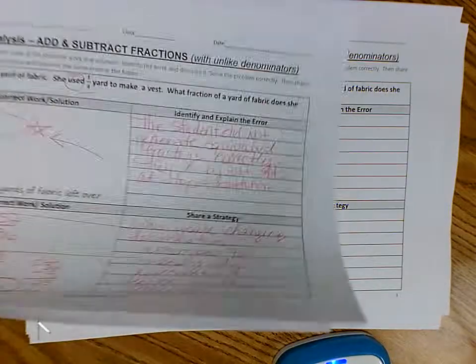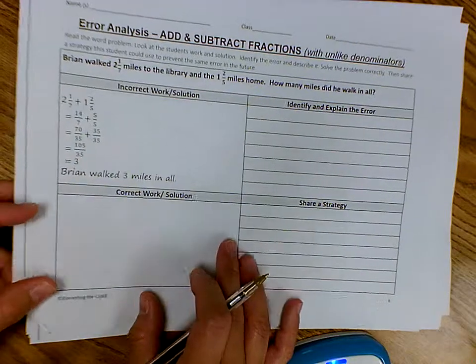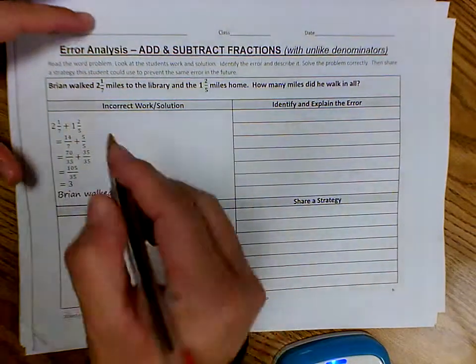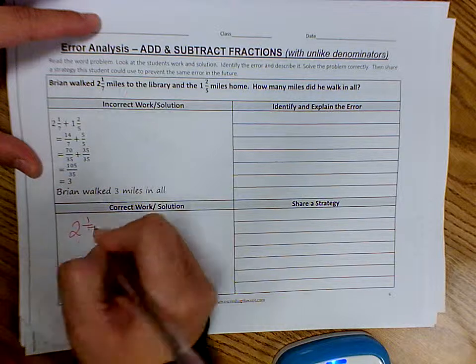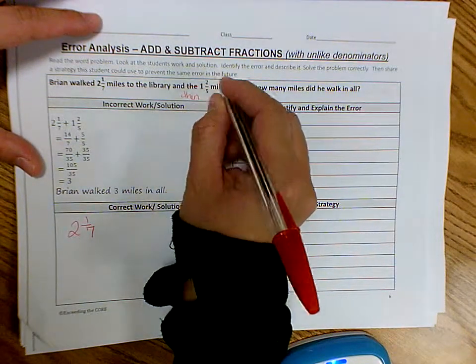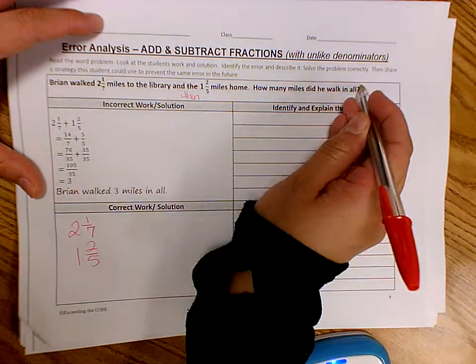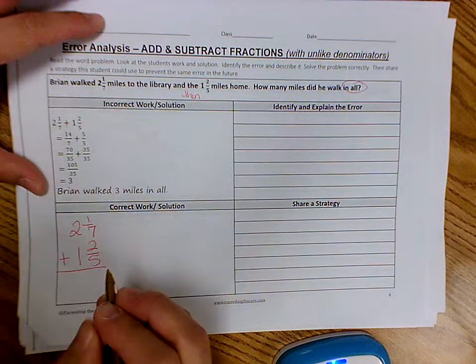Okay, next one. Let's look at the second part. So on the second one, Brian walked 2 1/7 miles to the library. And then 1 2/5 miles home. How many miles did he walk in all? So this is pretty obviously addition.